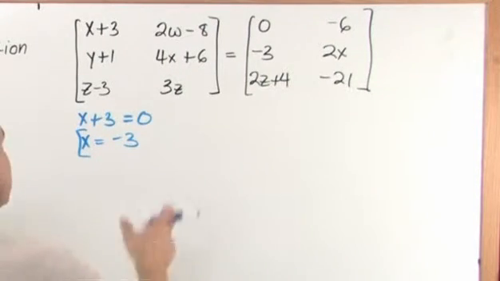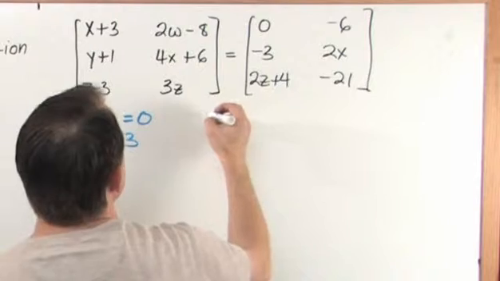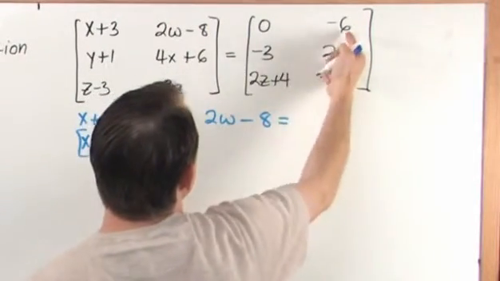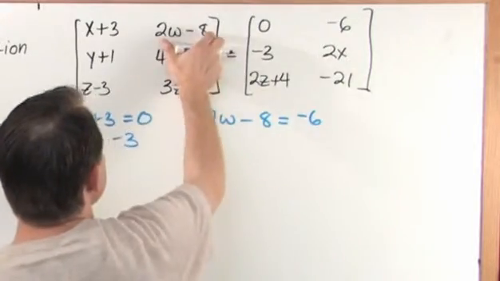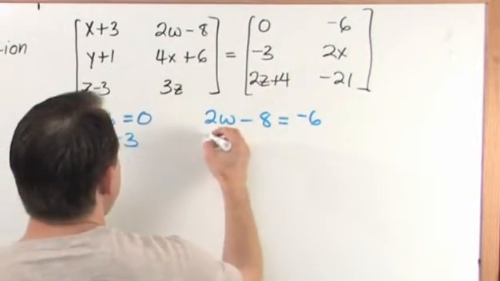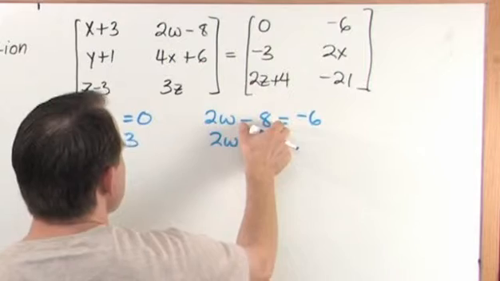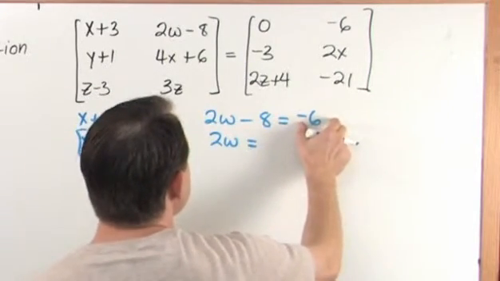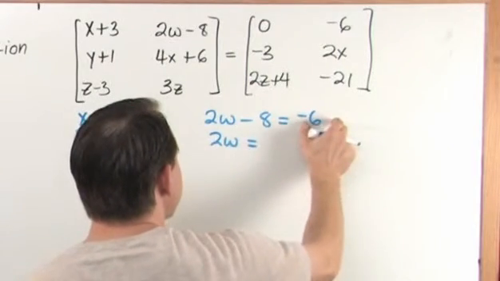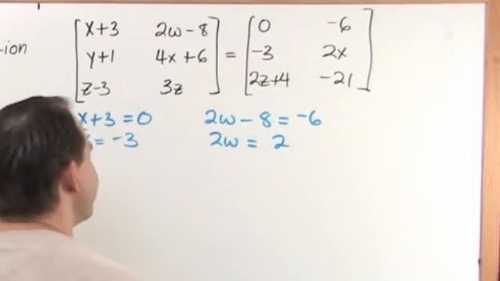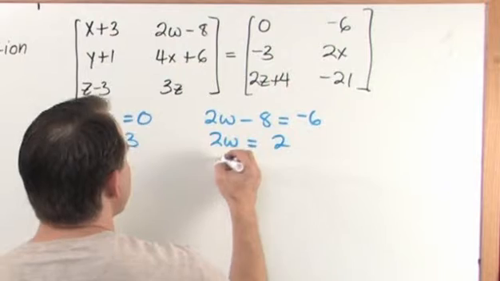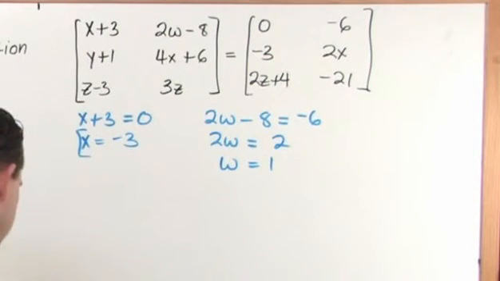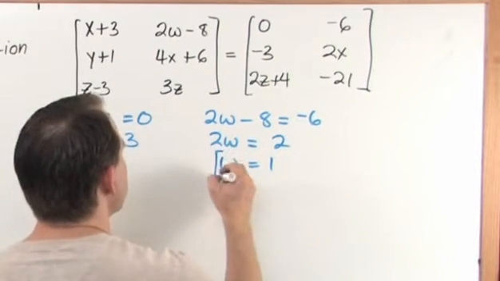Okay, let's go to this one here. 2w minus 8 has got to be equal to -6, because this is a corresponding element. So what you'll have is 2w is equal to, moving the 8 over here, so you add 8 to this side. -6 plus the 8 that you're adding over here is going to give you a positive 2. Okay, and then to solve for w, you divide both sides by the 2, and you're going to have a 1. Okay, so w is going to be equal to 1, and you circle that as an answer.